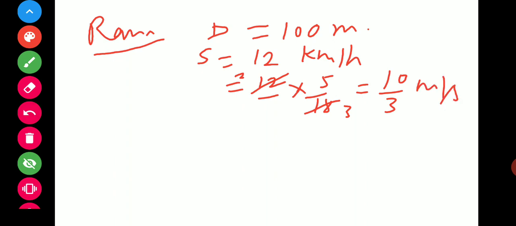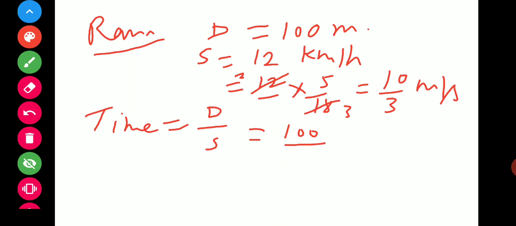Yes. Now we want to find the time. Time is equal to distance upon speed. So distance is given as 100 and the speed is given as 10 by 3. So 0 will cancel 0, and we get 30 seconds. This time is also taken by the second candidate, that is Shyam. So we can consider it for Shyam.